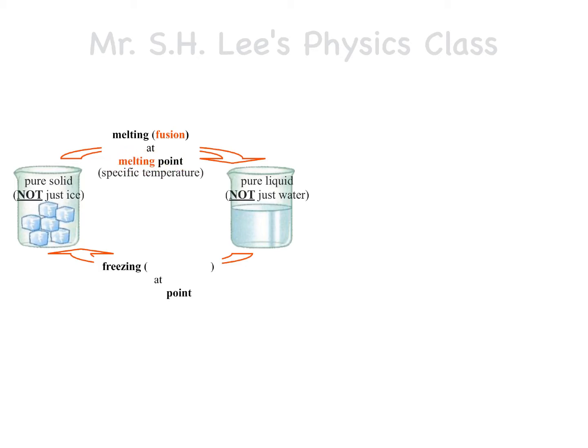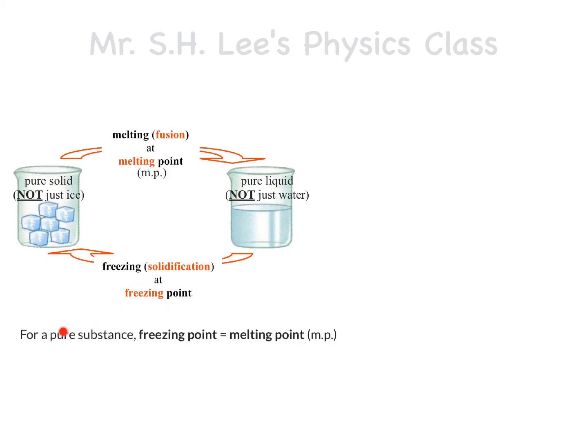The reverse process, that is changing from a liquid back to a solid, is called freezing, also commonly called solidification. And this, for a pure substance, again happens at a specific temperature, this time called the freezing point. Note that for a pure substance, its melting point is the same as its freezing point. I hope you find this sensible.